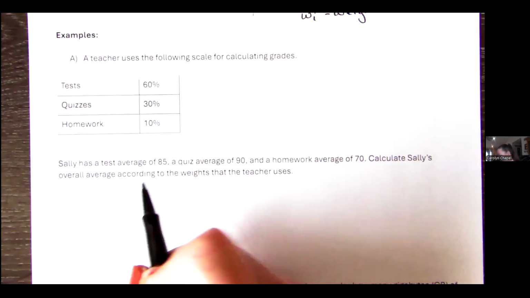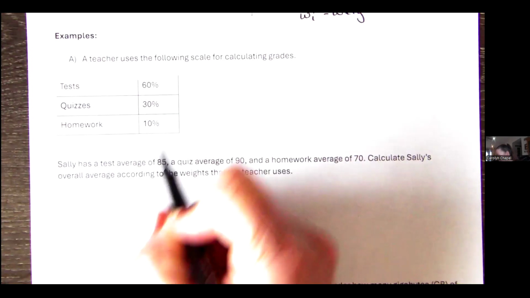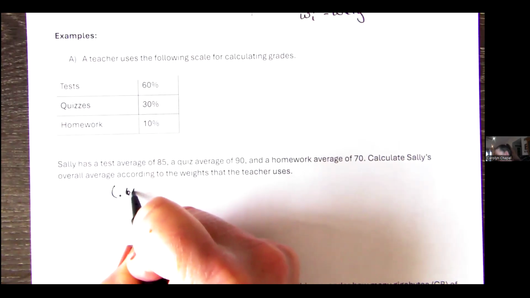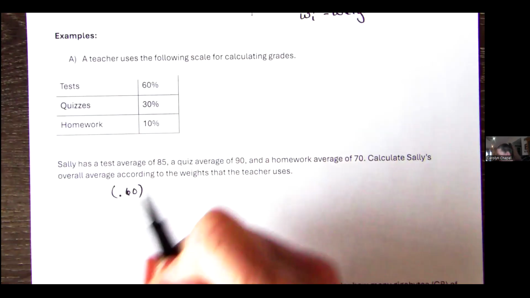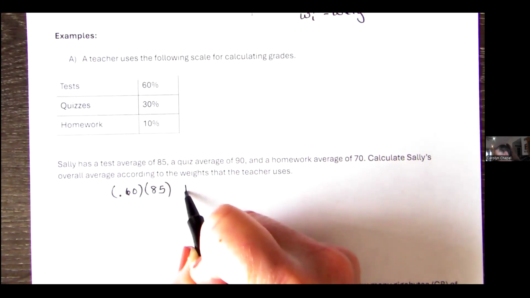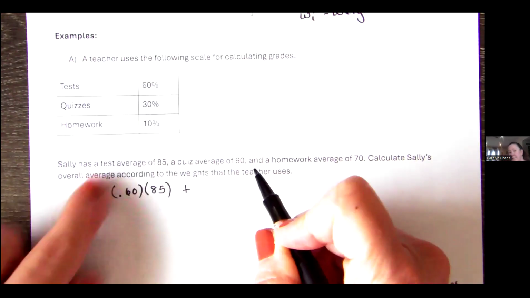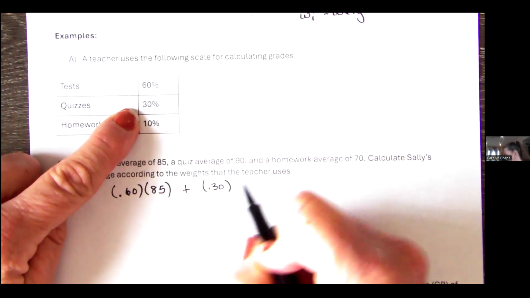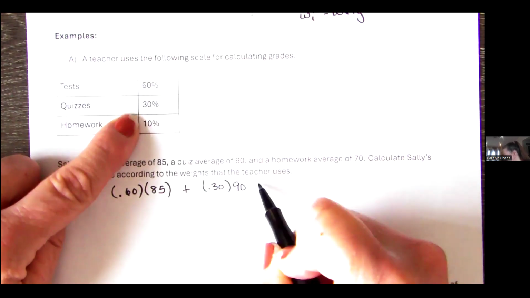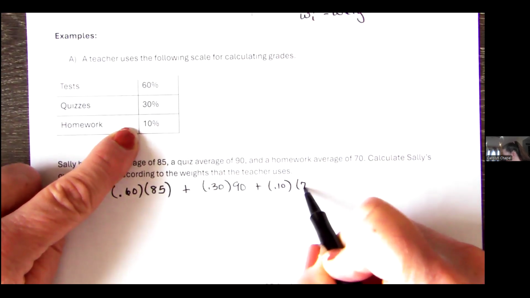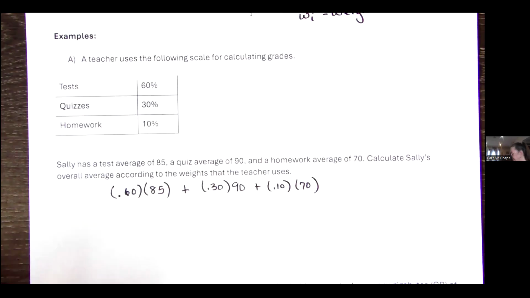So we're going to have our tests. The weight of a test is 60%. So that's going to be like a 0.60. And we're going to multiply that by my 85. To that, we're going to do our quizzes. Our quizzes have a weight of 30. So 0.30 times our 90 plus our 10% times our homework, which she has a 70 on.